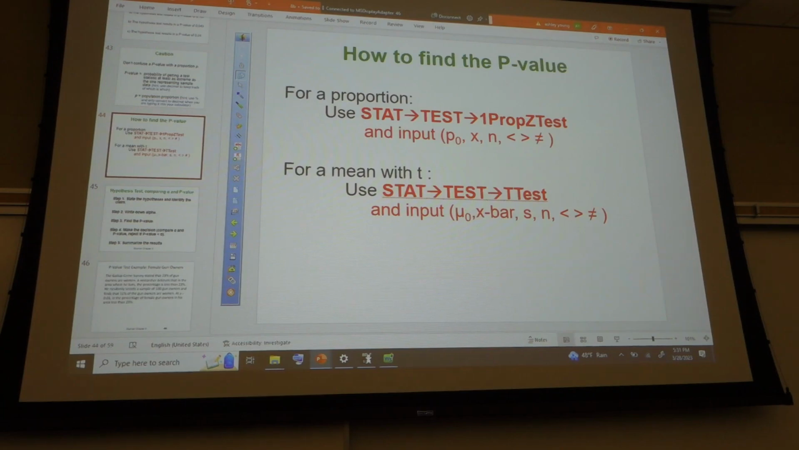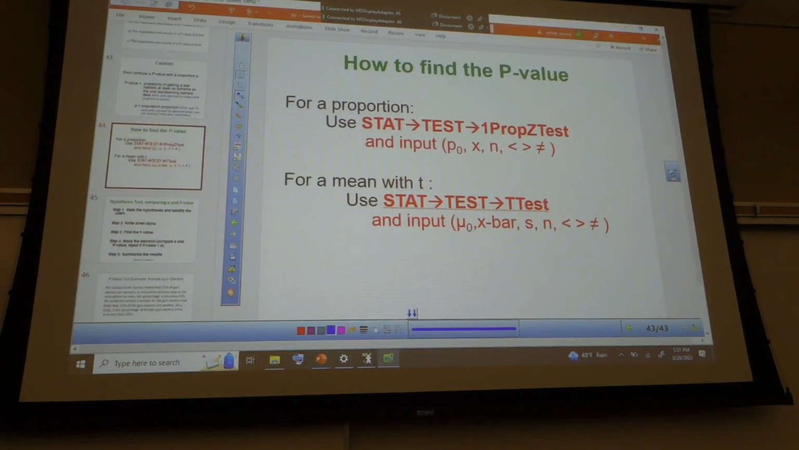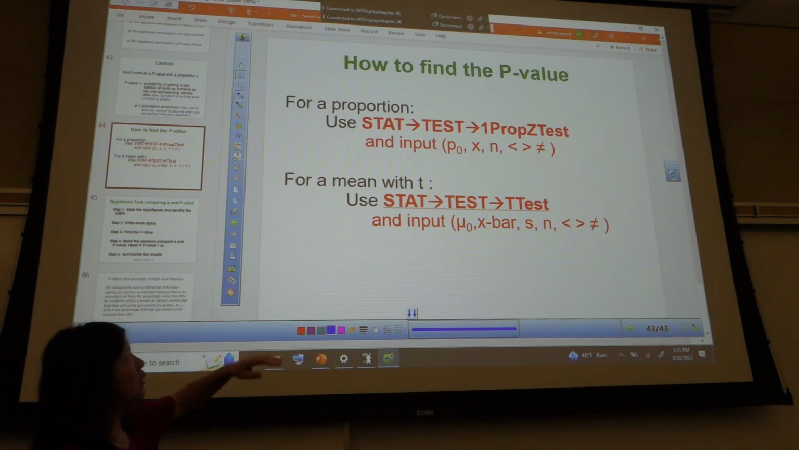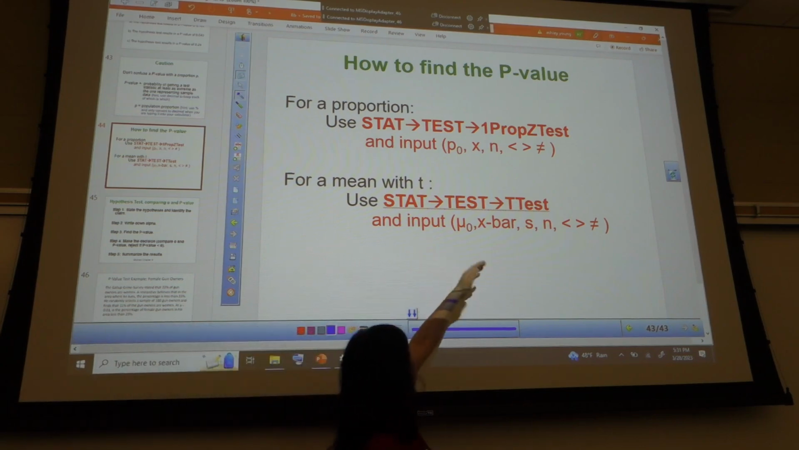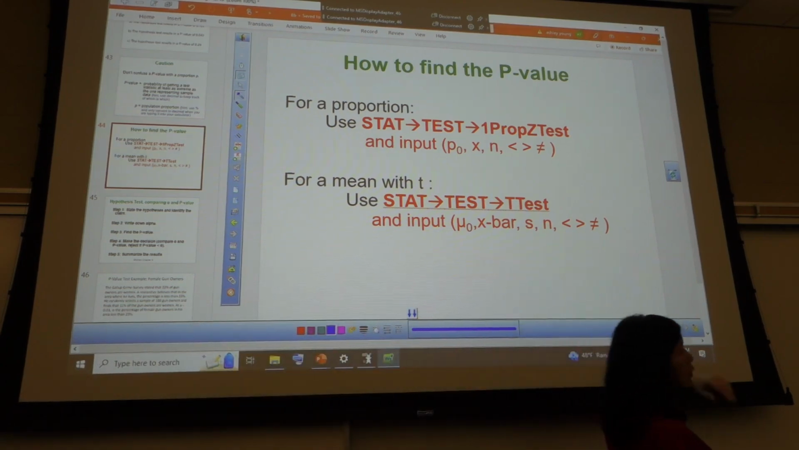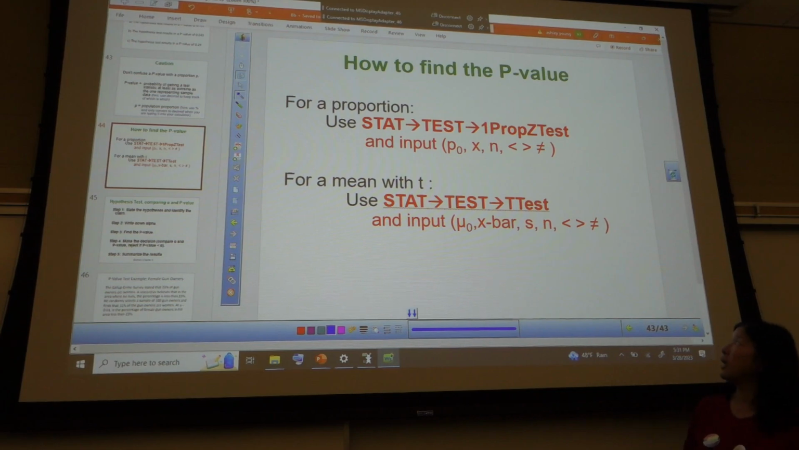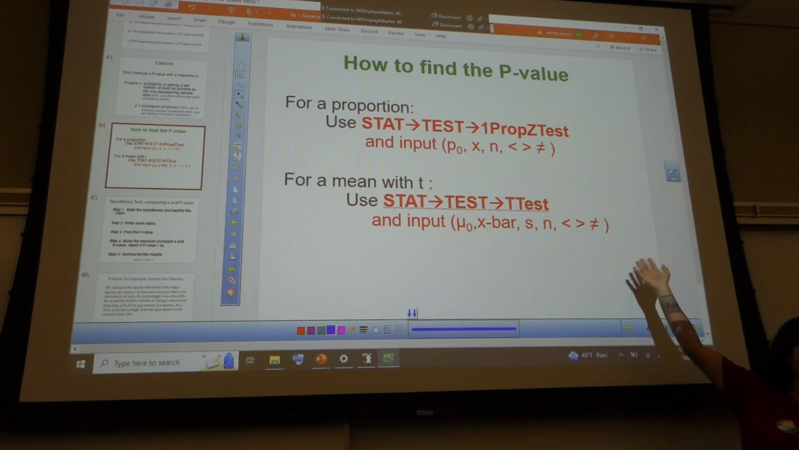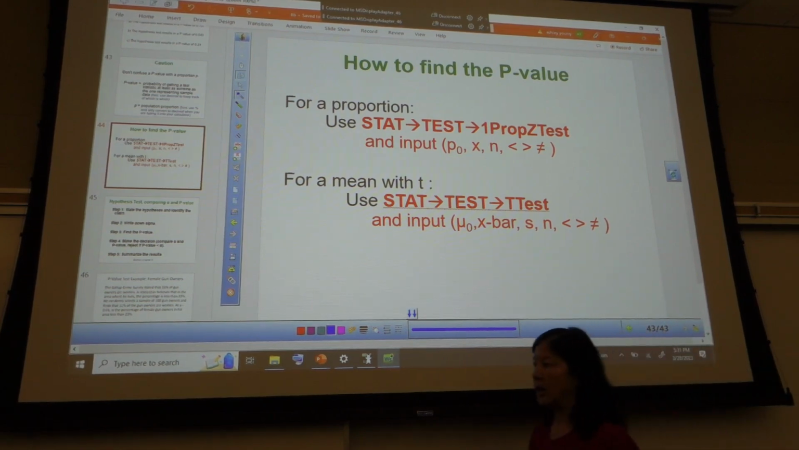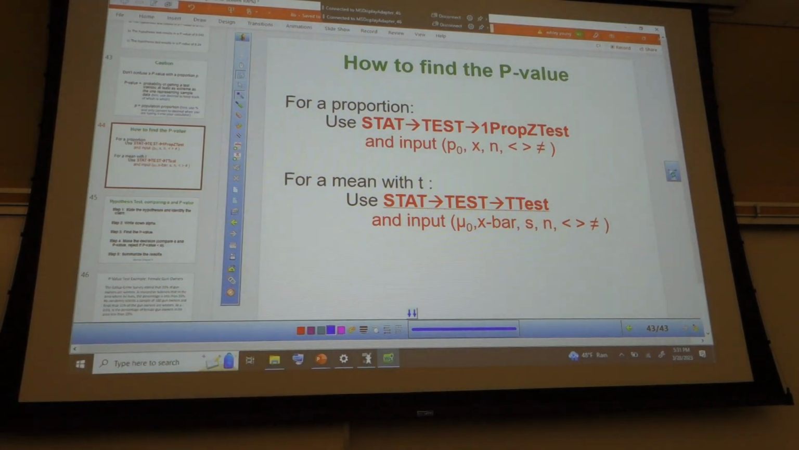All right, how do you find it? You're just going to use the calculator. Stat, test, 1-PropZTest. And you'll input your p naught, your x, your n, and then what type of test it is, what your H1 is. And then for a mean, you do T-Test, input your mu naught, your x bar, your s, and again your n, and then also what type of test it is. So it's fairly straightforward, and it gives it to you.